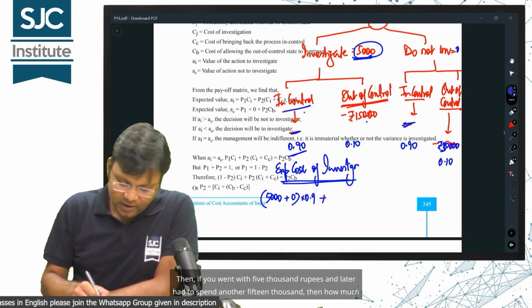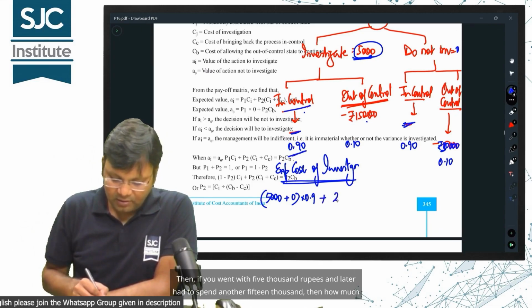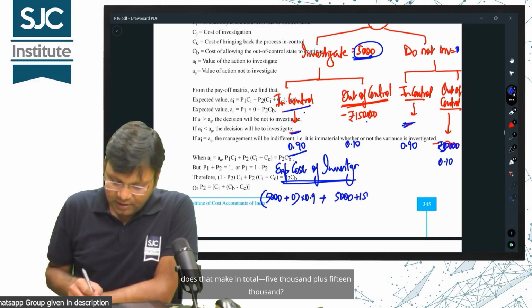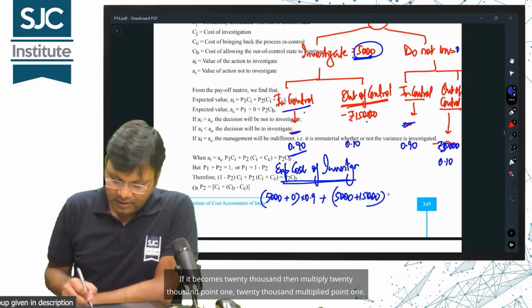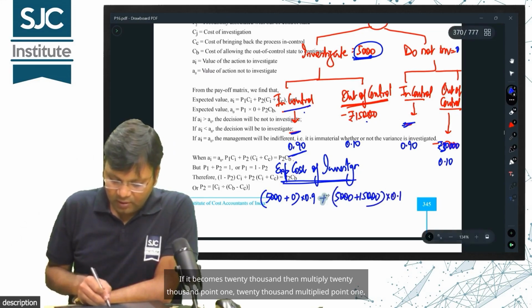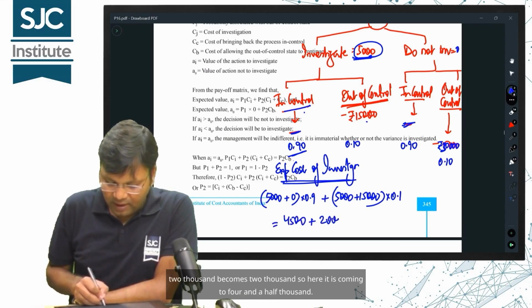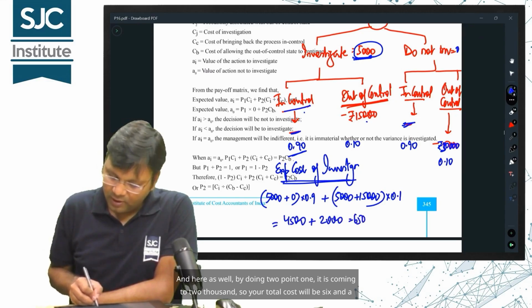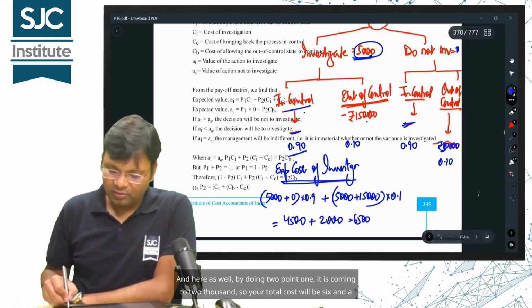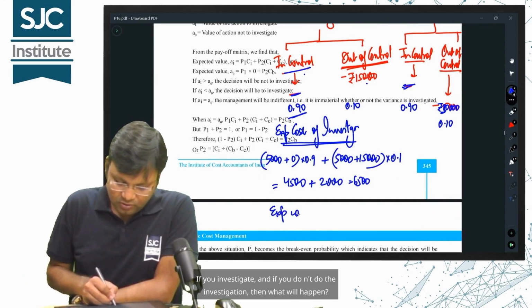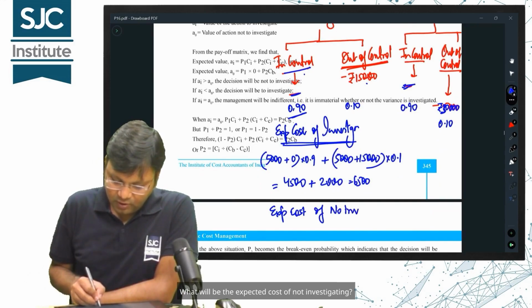Then, if you went with 5,000 rupees and later had to spend another 15,000, how much does that make in total? 5,000 plus 15,000 is 20,000. Multiply 20,000 by 0.1, it becomes 2,000, so here it is coming to 4,500. And here as well, by doing 20,000 times 0.1, it is coming to 2,000, so your total cost will be 6,500 if you investigate. And if you don't do the investigation, then what will happen? What will be the expected cost of not investigating?